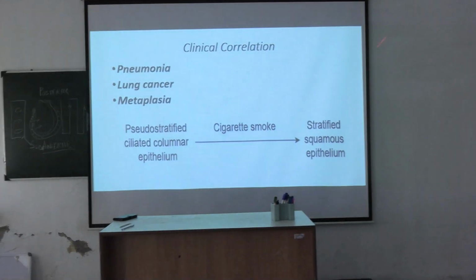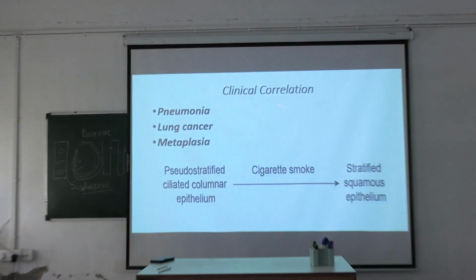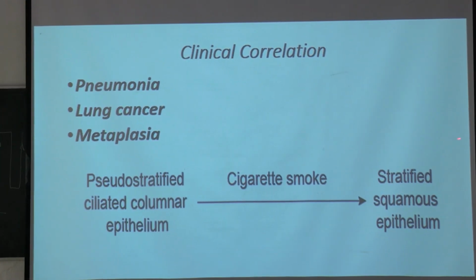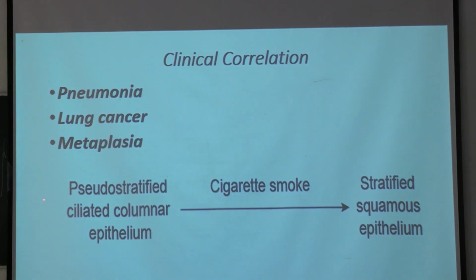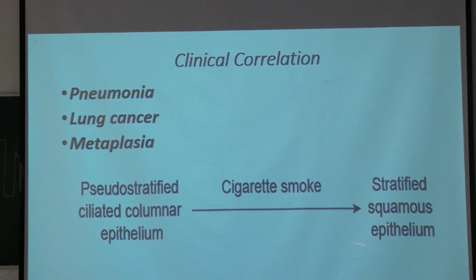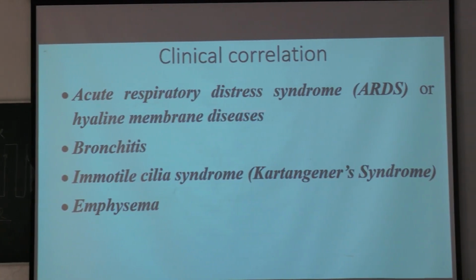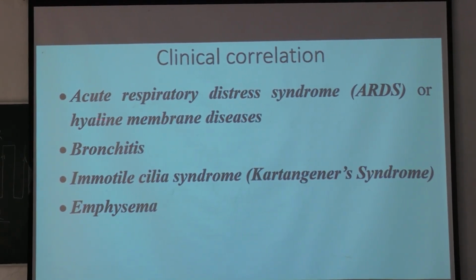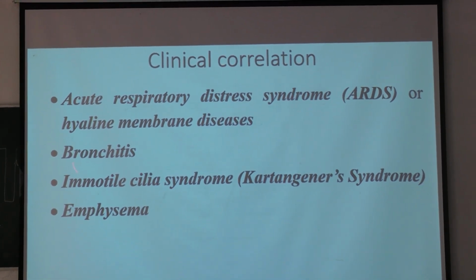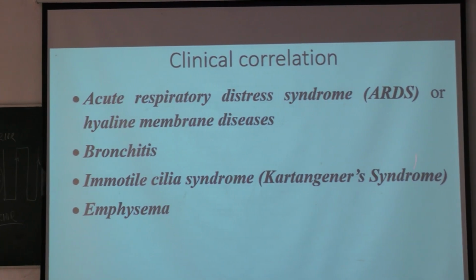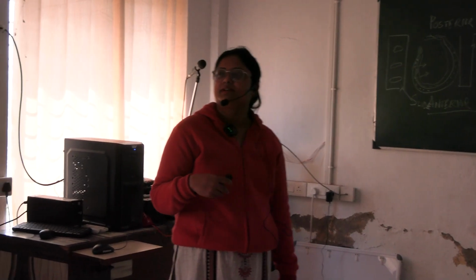Okay. So these are clinical aspects. Pneumonia is a lung infection, lung cancer, and metaplasia. Metaplasia occurs in cigarette smokers. Okay. The lining epithelium changes from pseudostratified ciliated columnar epithelium to stratified squamous epithelium, and it will lead to cancer. Acute respiratory distress syndrome, ARDS, or hyaline membrane disease. Bronchitis, infection of the bronchi. Immotile cilia syndrome, also known as Kartagener syndrome, occurs in some genetic conditions. Okay. And emphysema, there is dilatation of the alveoli and the respiratory part.